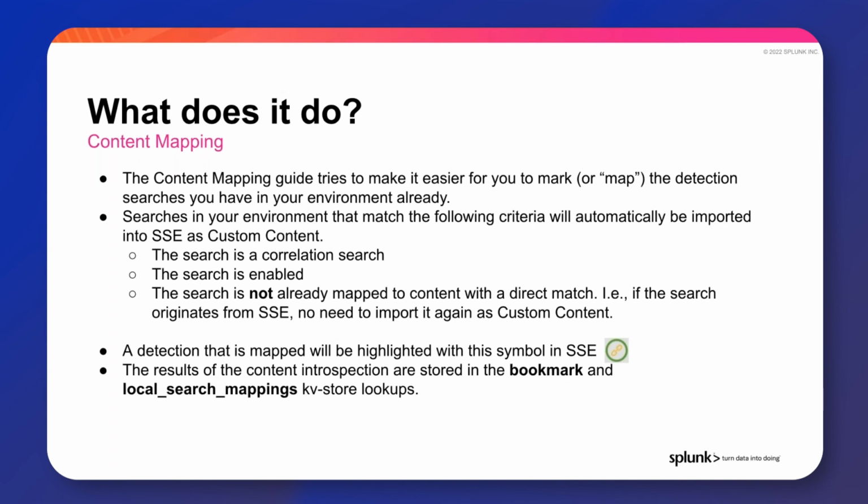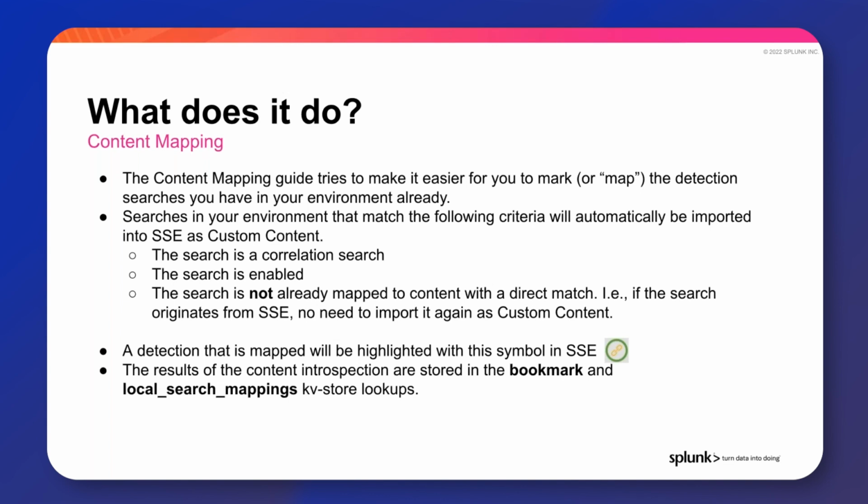It searches in your environment for matches of the following criteria and will automatically be imported into SSE as custom content. So you can still have all of your content in SSE that you built yourself. It's not just isolated and kept somewhere separate. The search is a correlation search, which is important to note because correlation searches are ES specific. So your custom content might have to come from ES.